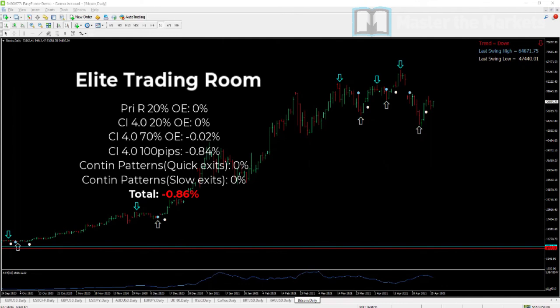On the cash in 4.0, 100 pips, the 100 pip strategy, we had a loss of minus 0.84%. And nothing on the continuation patterns, quick exits or slow exits. That gives us a total for the elite room of minus 0.86%.